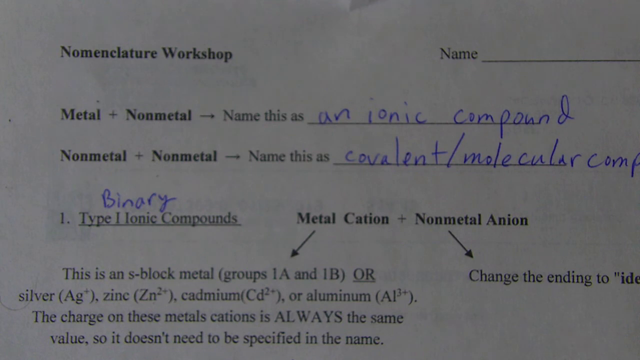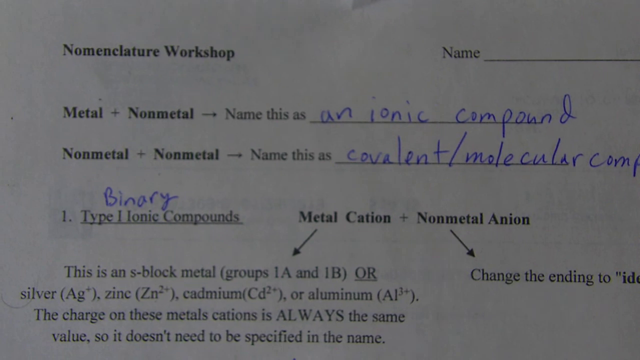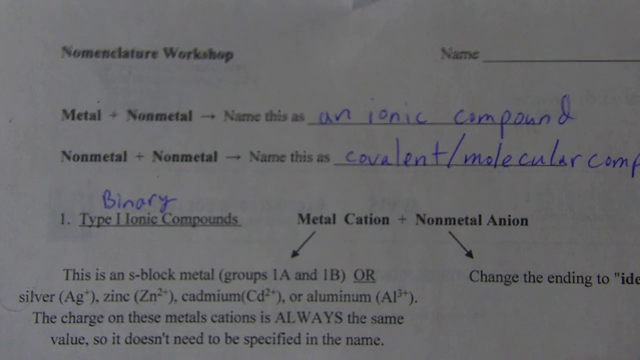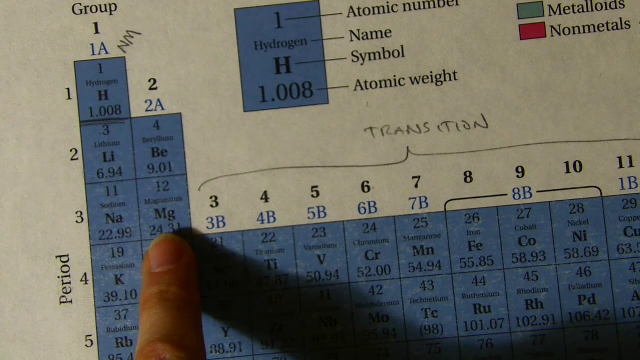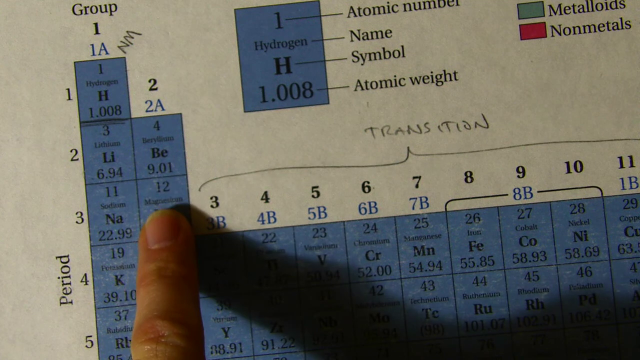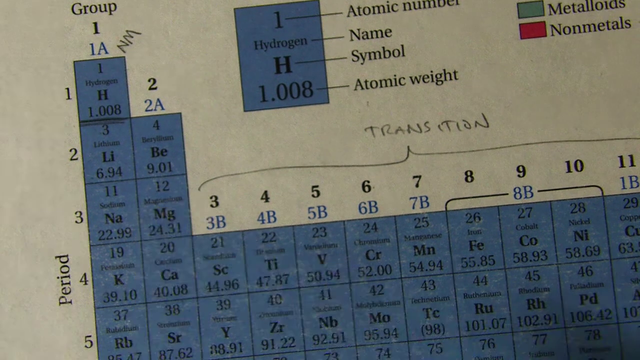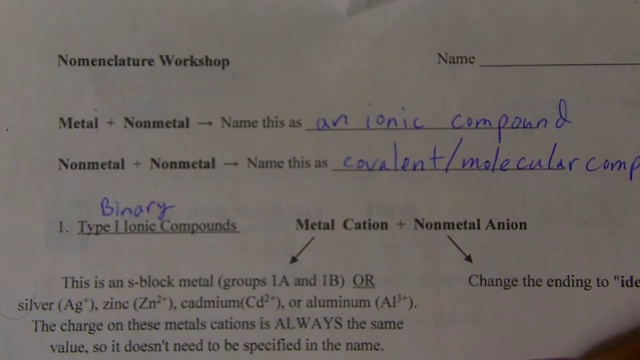So again, you have your metal in the S block, magnesium, and then you have your non-metal chlorine. So we're going to name the metal first since it's first in the formula. So we look on our periodic table and we find Mg there, and so the name is magnesium. So we write the name magnesium. We don't have to change anything. So magnesium. Okay, so that's the first part.